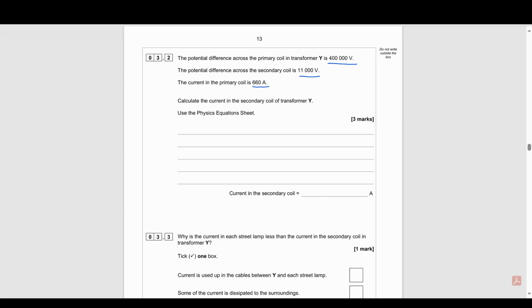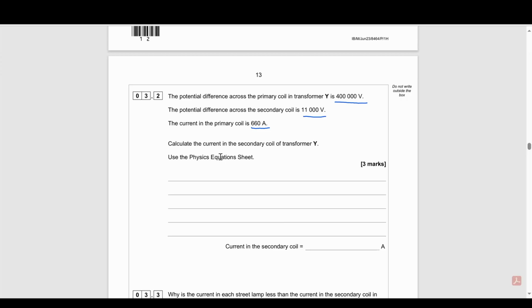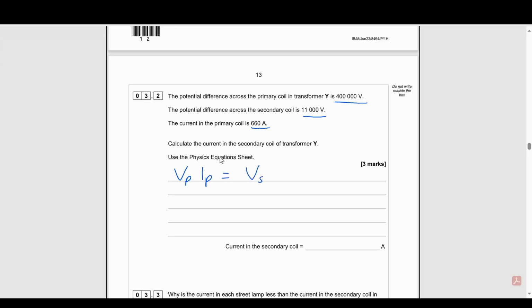So we need to find the equation from the physics equation sheet that's going to involve potential difference in secondary and primary coils and current in secondary and primary coils. So the equation that we would need to use in this case then would be Vp Ip equals Vs Is. So potential difference in the primary coil multiplied by the current in the primary coil would be equal to the potential difference in the secondary coil multiplied by the current in the secondary coil.